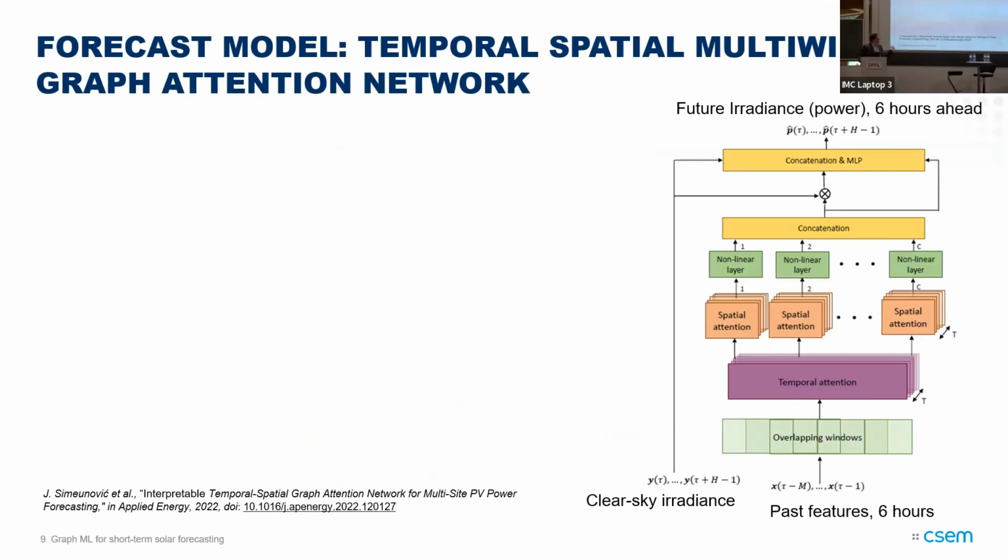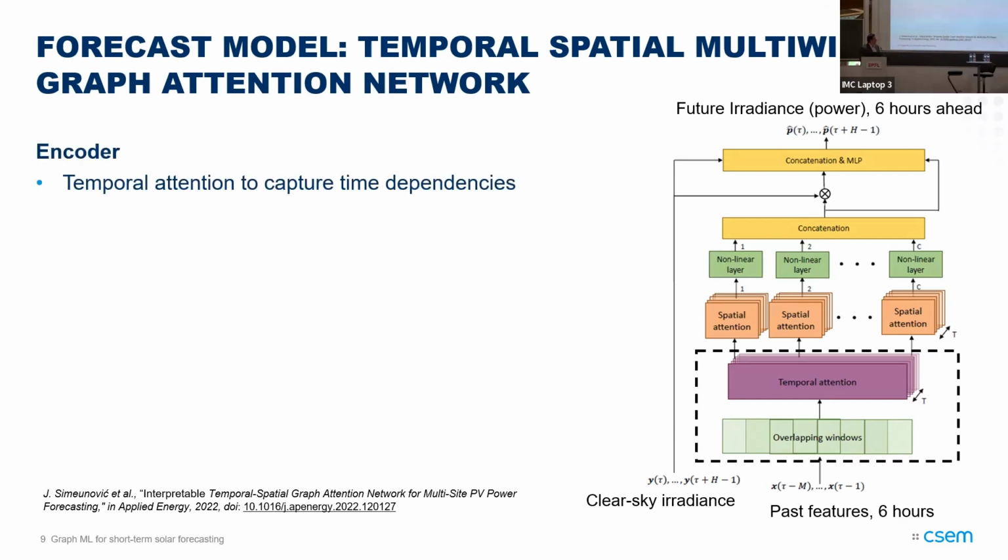Now, I'm not going to go into the details of all the blocks, but I just wanted to explain a little bit about the forecasting model on the fixed graph. For that, we use a temporal spatial multi-window graph attention network. This network receives as input the past features for 6 hours, and also receives the clear sky irradiance. The clear sky irradiance is like the theoretical irradiance that we can achieve, and it can be computed. We only need to compute it based on the position of the sun, using the coordinates of the point, the hour of the day, and of course the time of the year.